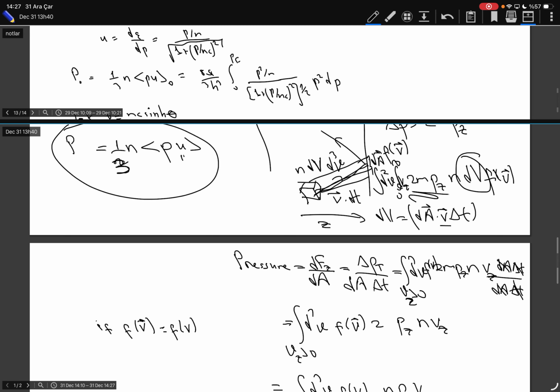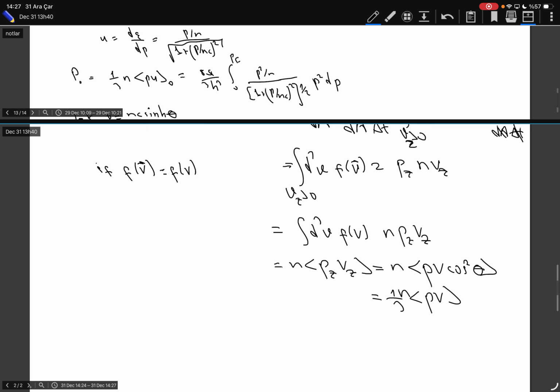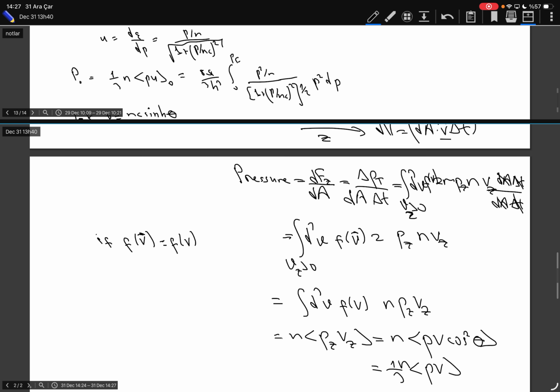U is V, the velocity. And this derivation, by the way, doesn't assume any specific form of the distribution of the velocities of the particles. So whatever the particle distribution, the velocity energy distribution is, this is the pressure of my system.